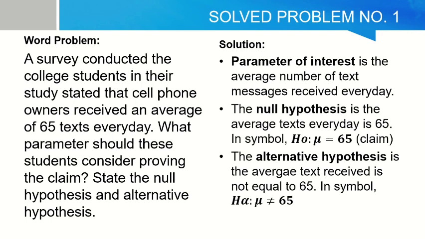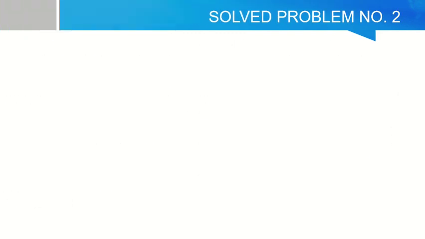Your alternative hypothesis is the average text received is not equal to 65 in symbol. So since non-directional, wala sinabing at least, wala sinabing below. Alright? Now, in your alternative, all, not equal. Ganon lang tayo mag-i-state ng isang conclusion. O ano ang parameter, ano ang null, ano ang alternative. In sentence. And symbol also.